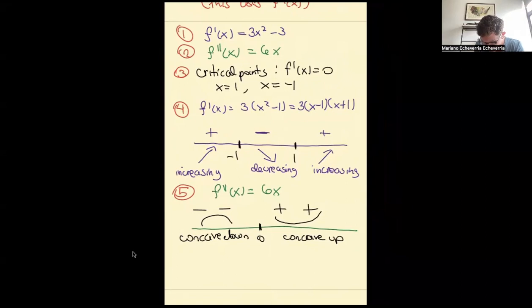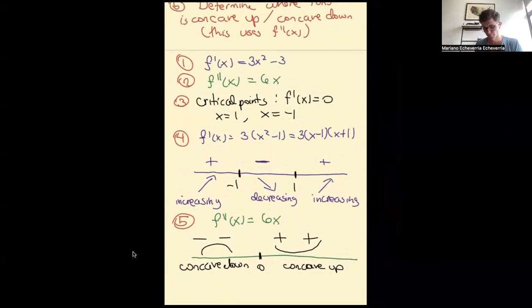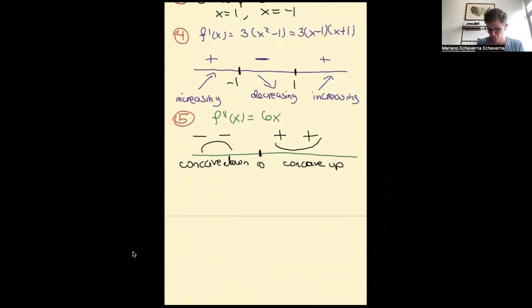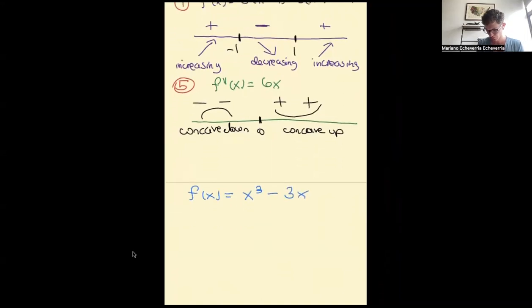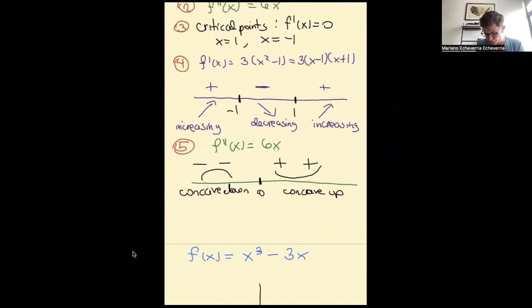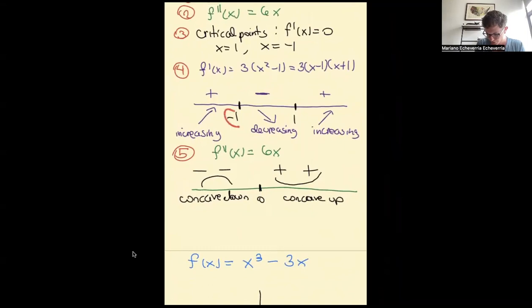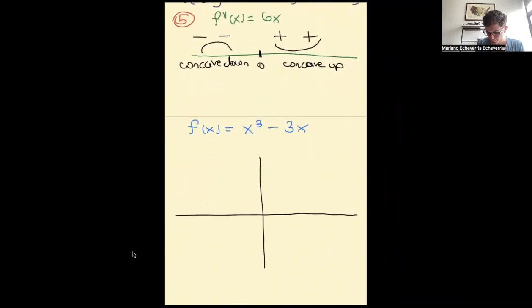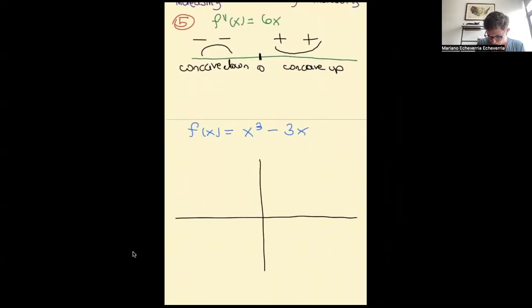And by the way, okay, so here's how you would think about the sketch. So again, the function was x cubed minus 3x. So what you can do first is locate the critical points. The critical points were 1 and -1. So let's put here 1, and let's put here -1.